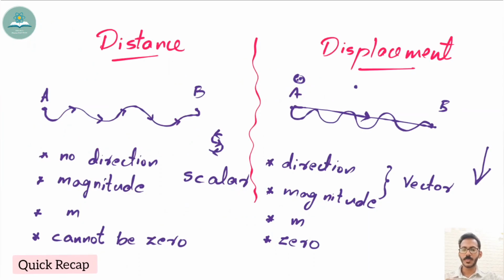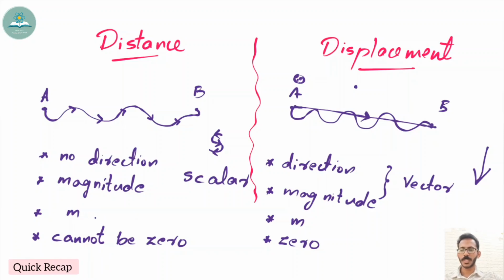Next is distance and displacement. Distance is the complete path covered by something. Displacement is the shortest distance between initial and final position. Distance is a scalar quantity. Displacement is a vector quantity. SI unit of distance is meter. SI unit of displacement is also meter.